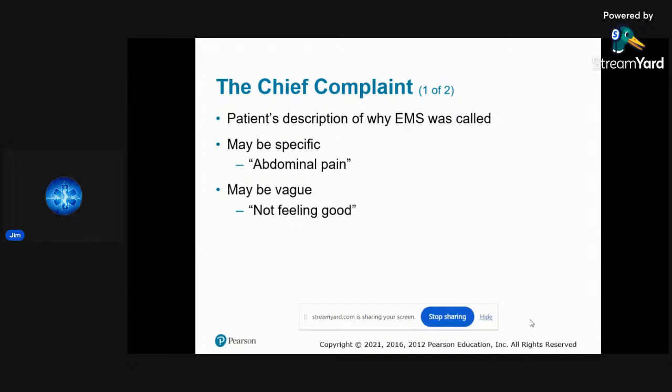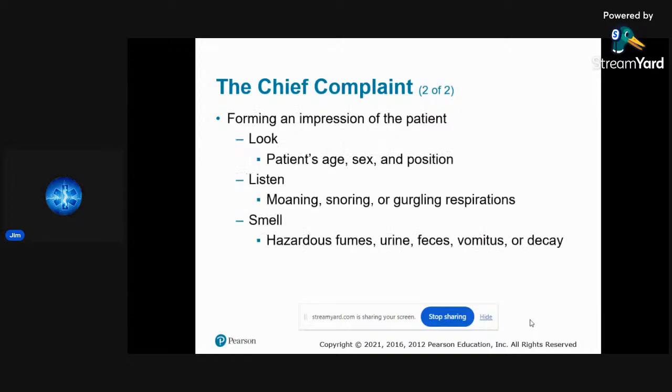The chief complaint. This is why we were called. When we go up there and introduce ourselves, what's going on today? Well, I'm having chest pain. So chest pain would be your chief complaint. Now, just remember, the chief complaint is not always the same as what we were dispatched for. We may be dispatched for difficulty breathing, and we get there and the chief complaint is chest pain. And it may be specific, like I have abdominal pain or chest pain or my legs hurt, or may be very vague, not feeling good. We have to get more information.